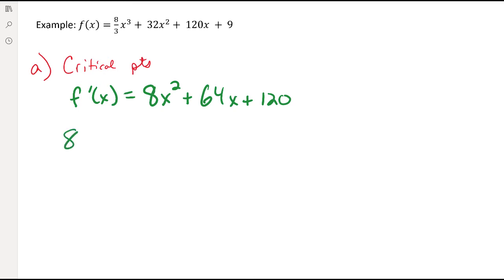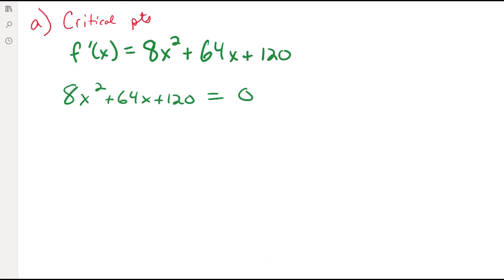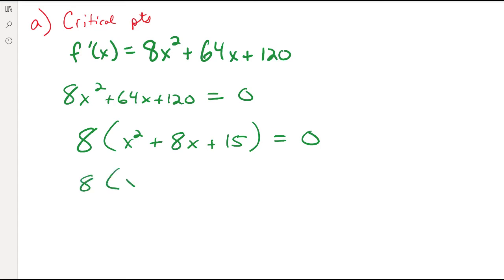For you guys in this homework, that's going to be the vast majority of the way you get your critical points. You're just going to simply take your derivative and set it equal to 0. Now let's factor this. The first thing we're going to look for is something in common. We have an 8, a 64, and a 120, so we can factor out an 8. So we have x squared plus 8x plus, let's see, 120 divided by 8 is 15, and that equals 0. Then we can continue to factor the parentheses: 8 times x plus 3 times x plus 5.